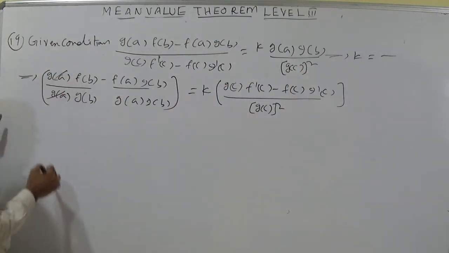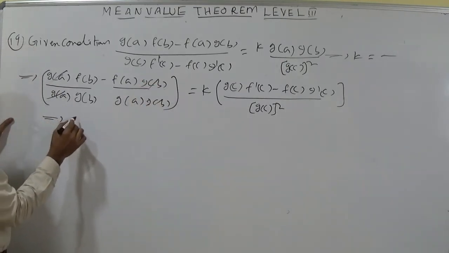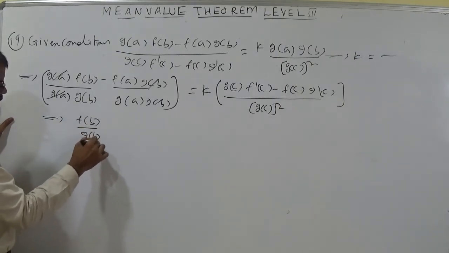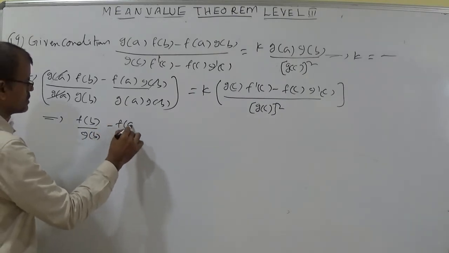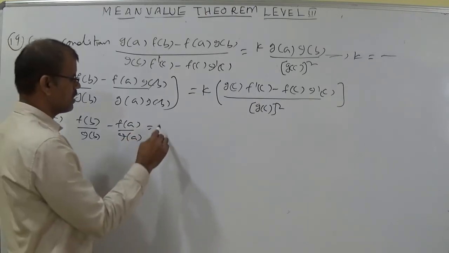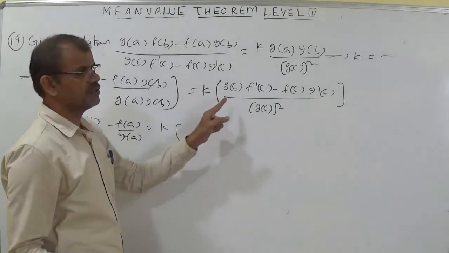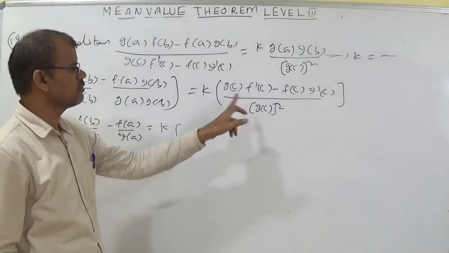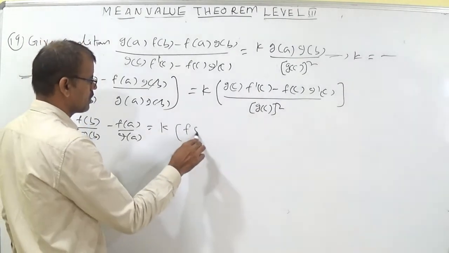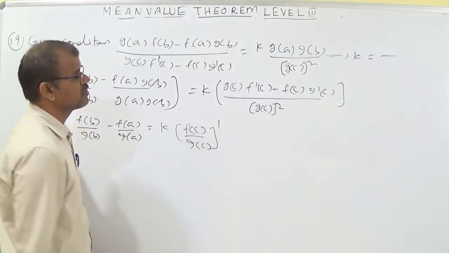g of a gets cancelled, g of b gets cancelled. Now we can say that f of b by g of b minus f of a by g of a is equal to k into, using the formula vu dash minus uv dash by v square, where u dash means this one, so the formula f of c by g of c whole dash.